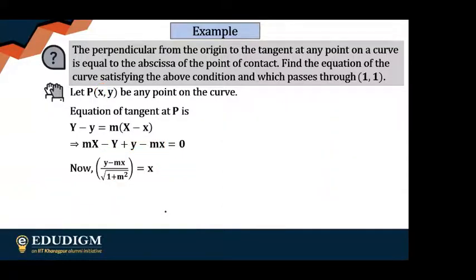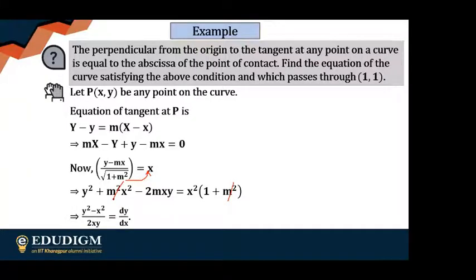Now it's looking much better. What I'm going to do is I'm going to take this to the side and square both the sides. So as you can clearly see that this is what we are going to get. This is y minus mx whole square equals to x square into 1 plus m square. Now you will see that this m square x square will get cancelled and this is what you're going to get. Looking much better. This is simply nothing but a homogeneous differential equation. Make sure you understand that m is dy dx.